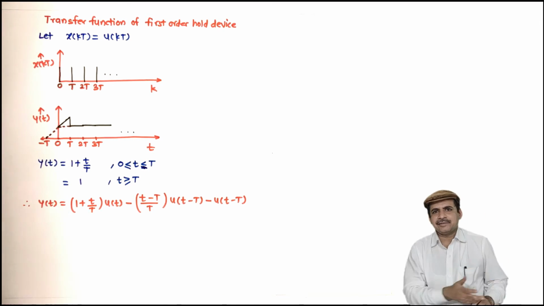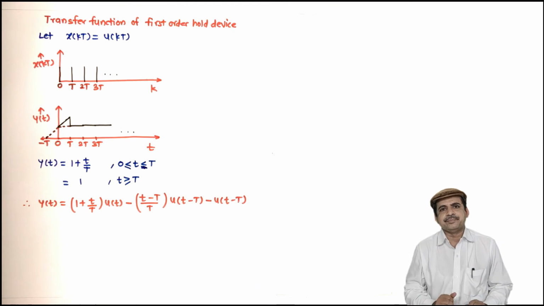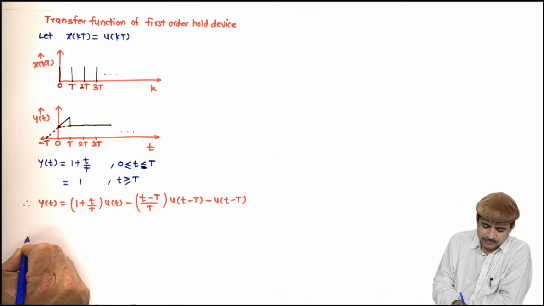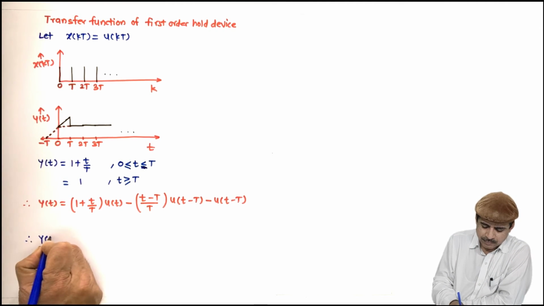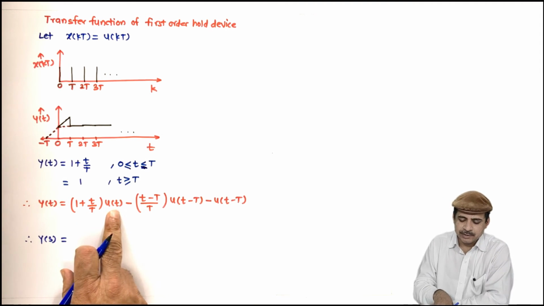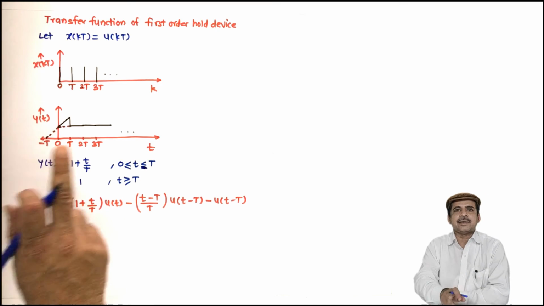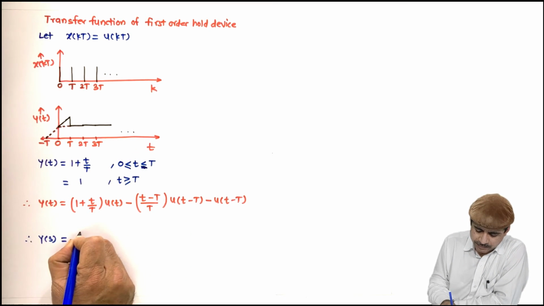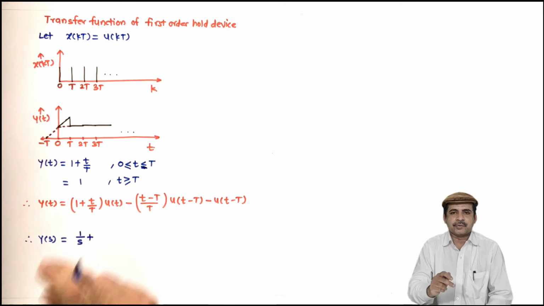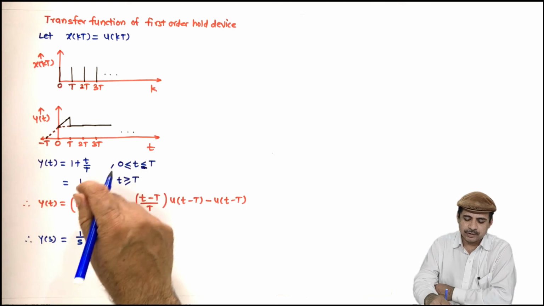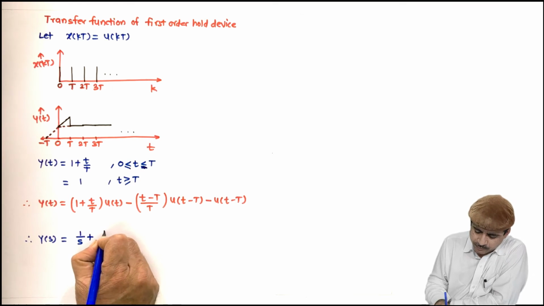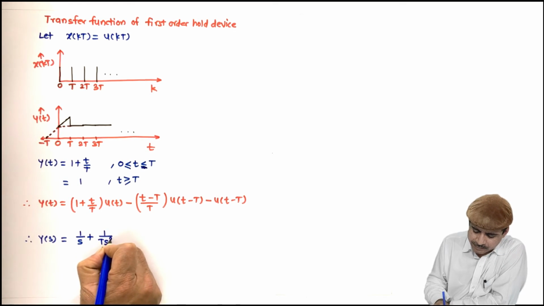I have got it at the back end and this expression came. So this is y of t. Next, we have to find out y of s. So y of s is the Laplace of this. Everything is multiplied, so this is u of t. u of t has Laplace 1 by s. So it will be 1 by s plus t by T into u of t. This 1 by T is a constant taken out. t u of t has Laplace 1 by s square. So it is 1 by T s square.